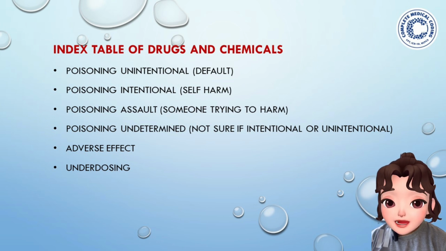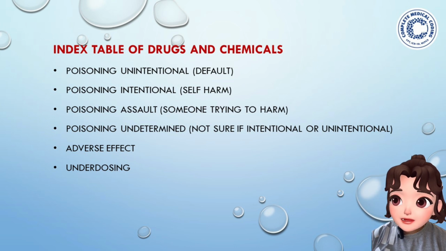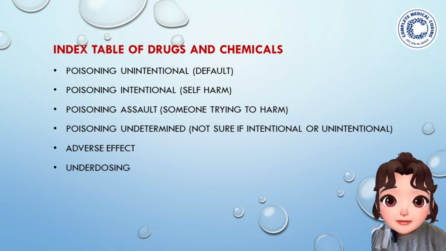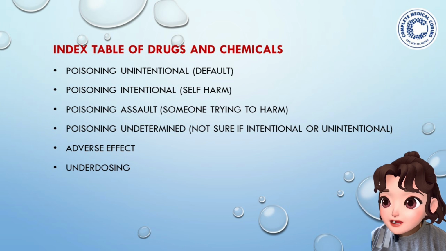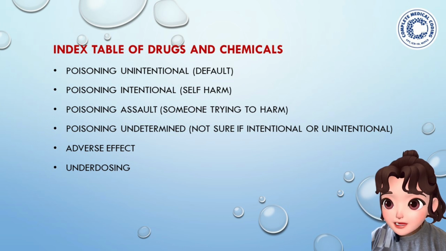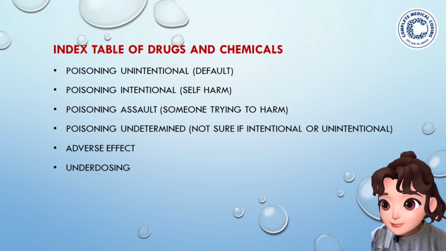Then adverse effect and then underdosing. So these are the columns mentioned in the index table of drugs and chemicals. You can just go through it, and for the documentation you will get the code from there itself if it is something related to poisoning of drugs and chemicals.